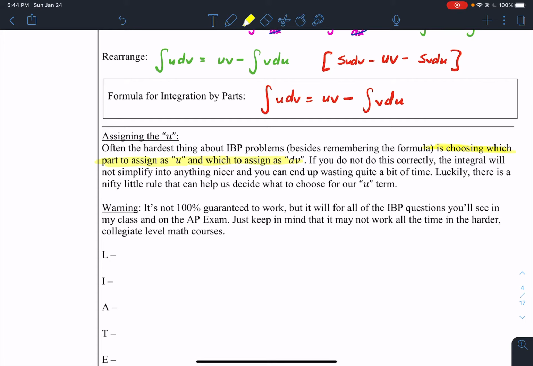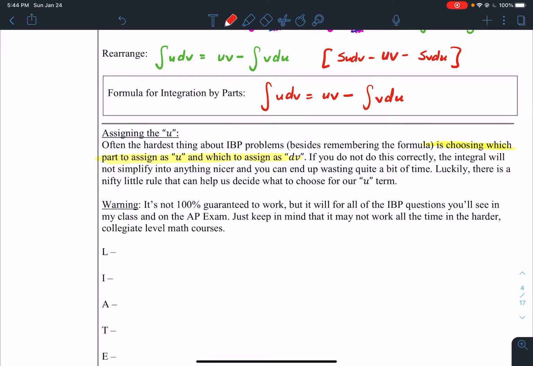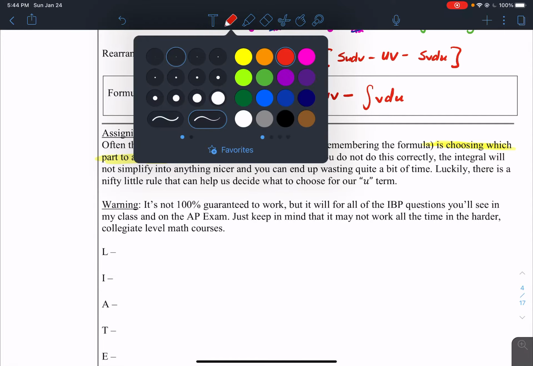We're going to do several examples that will help you make sense of this. But if you do it incorrectly, the integral is not going to simplify into anything nicer. Once you figure out some of the nuances of how this strategy works, it's pretty simple. But sometimes you can start down a path and realize that you're wasting quite a bit of time. So there's a nifty little rule that we use to help us define u.